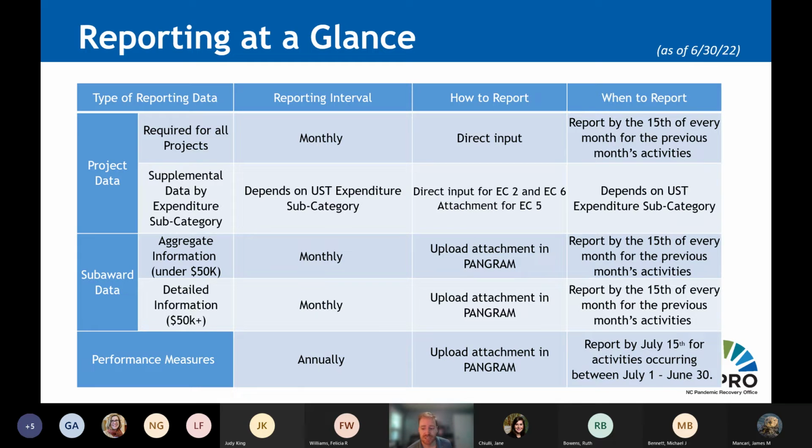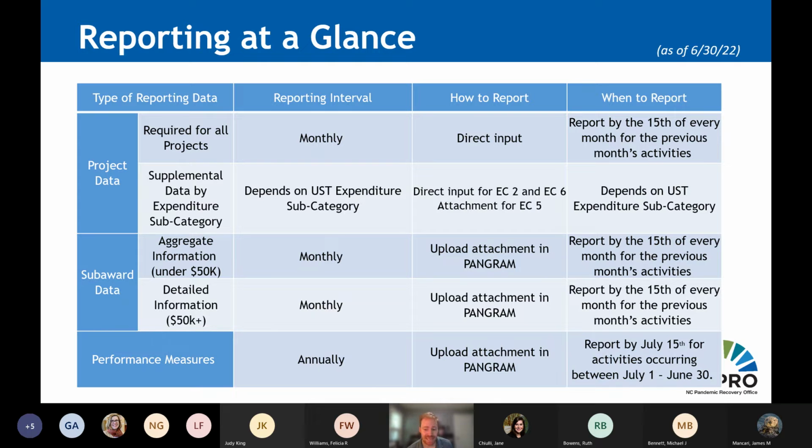So first is the project data. Each SFRF allotment to agencies that has a unique MOU with NC Pro is considered a project. At that overall level, there's basic information that we need from all projects. Then there's some supplemental information that we need depending on the U.S. Treasury expenditure category and subcategory. Treasury asks for some unique bits of information.